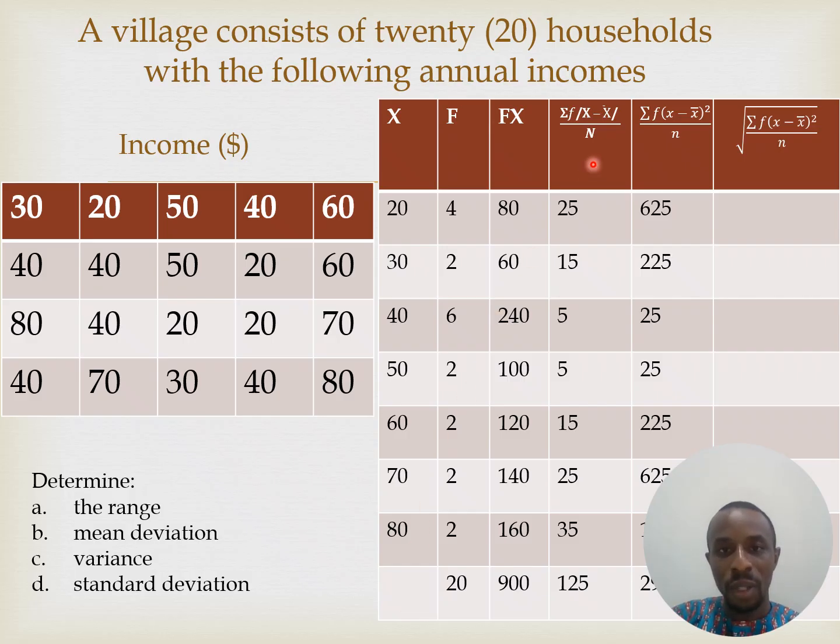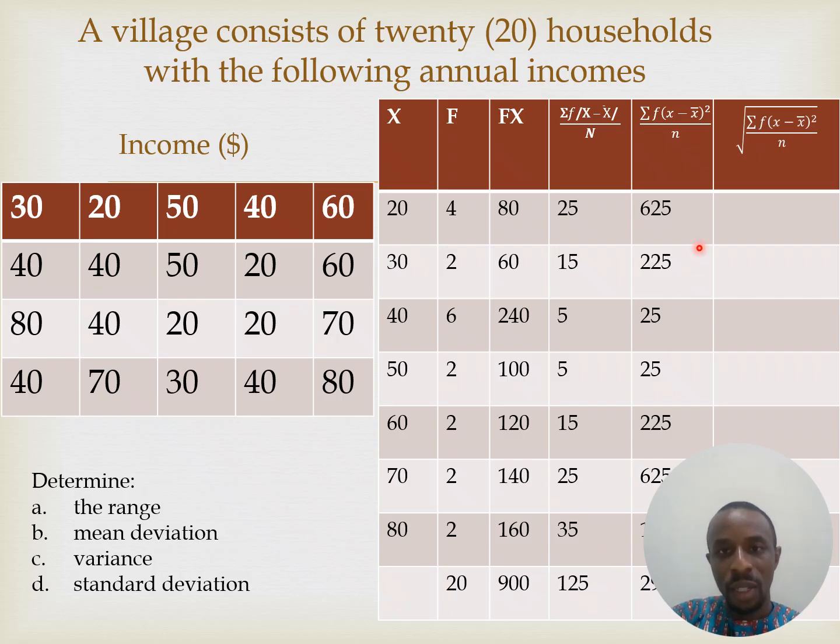So we'll go back to this summation of x minus x bar. So this will be x minus x bar, that's 20 minus 45 to give us 25. Remember, it's absolute value. Then 40 minus 45, 5. 50 minus 45, 5. 60 minus 45, 15. 70 minus 45, 25. 80 minus 45, 35. When you add these differences together, it will give us 125.